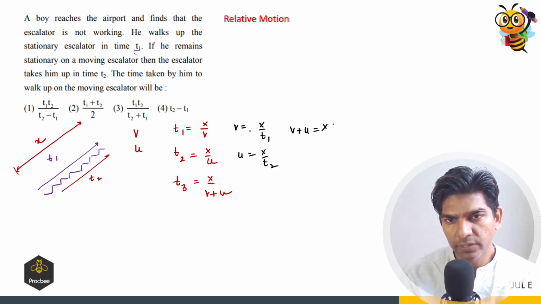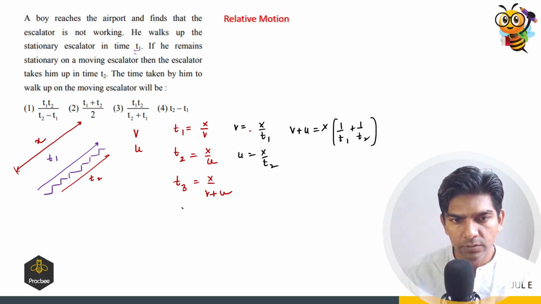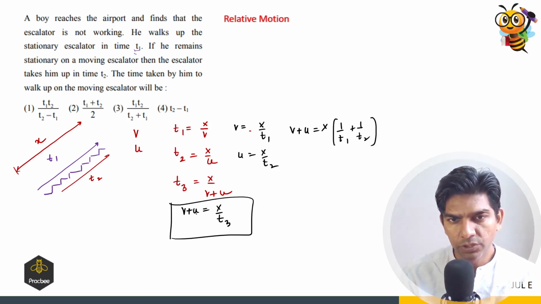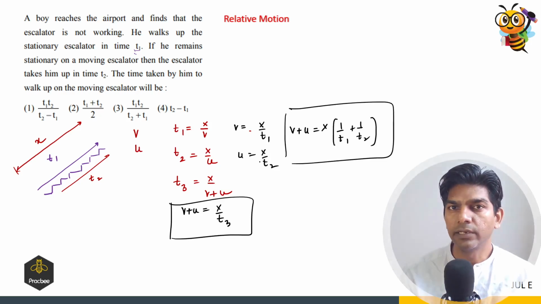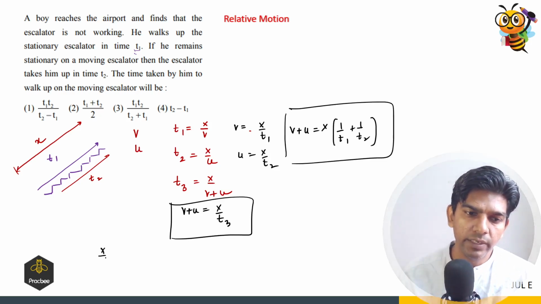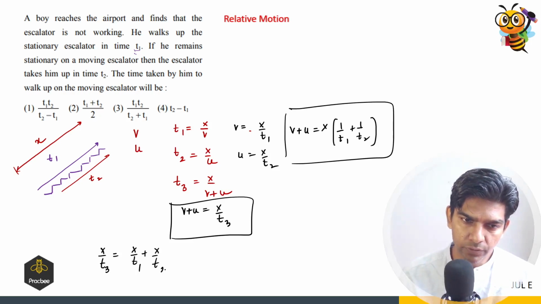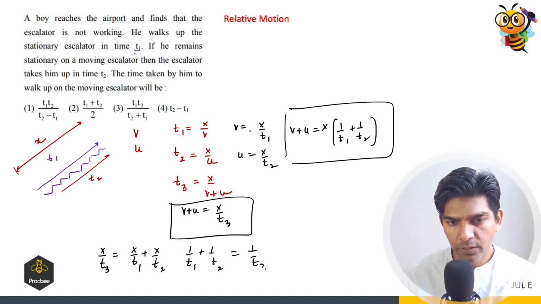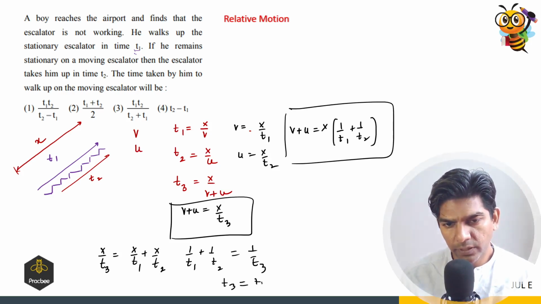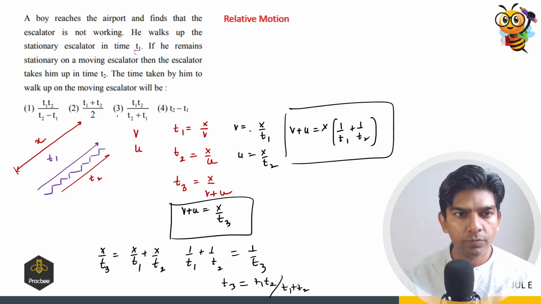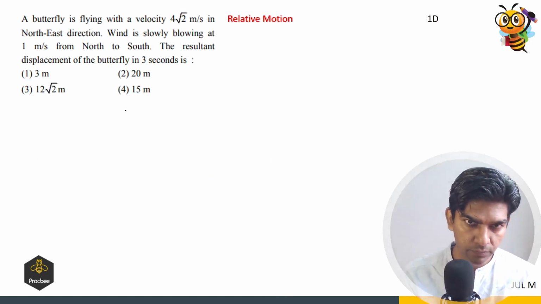So v plus u is x times 1 by t1 plus 1 by t2, and from this, v plus u is x by t3. Now from this equation and this equation we can find the relation between times. So x by t3 is equal to x by t1 plus x by t2. So 1 by t1 plus 1 by t2 is equal to 1 by t3. So t3 comes out to be t1 t2 divided by t1 plus t2. So option 3 is the right answer.